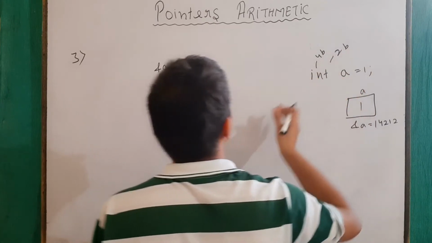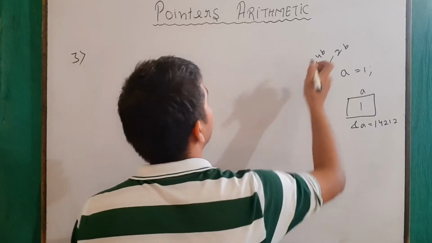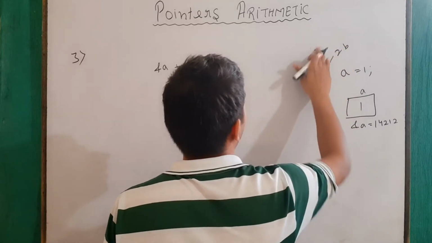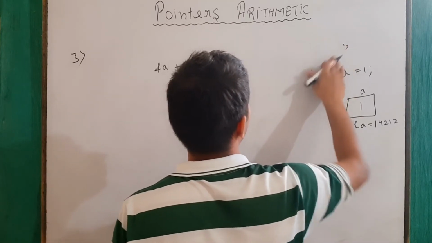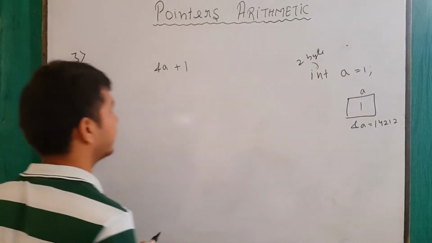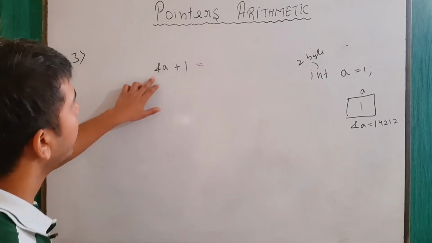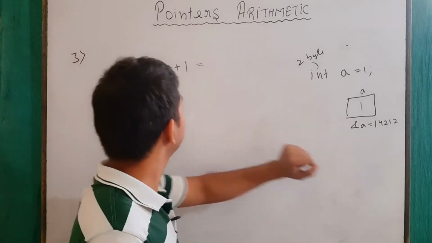So it depends whether it is 2 byte or 4 byte. For 32-bit it is generally 4 byte. Here I am considering, let's say, only 2 byte, just assuming it is a 2 byte integer. Now what will be the output? Now what I am doing is &a + 1.